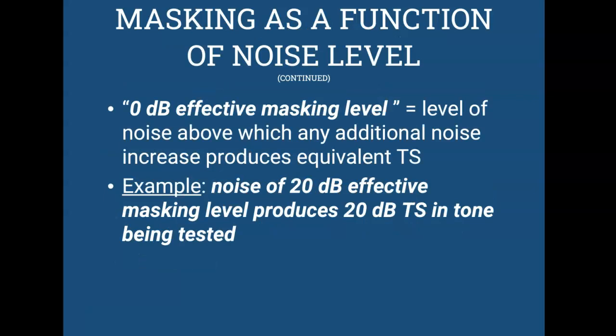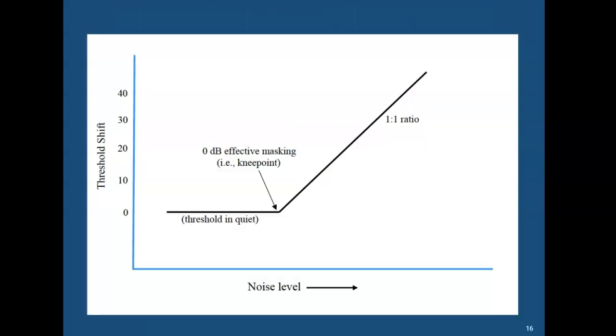So we talk about 0 dB effective masking level. This is essentially where the masking starts, right? You may present masking and it has no effect on the identification of a sound until a certain point. Once you hit that point, that's 0 dB effective masking, and then it goes up from there. So noise of a 20 dB effective masking level produces a 20 dB threshold shift in the tone being tested. So it's a linear relationship.